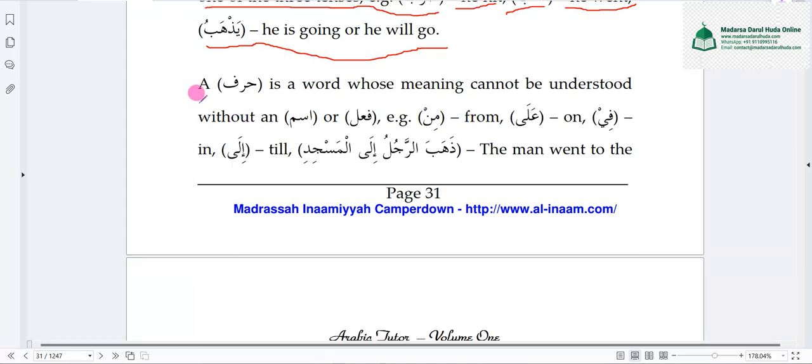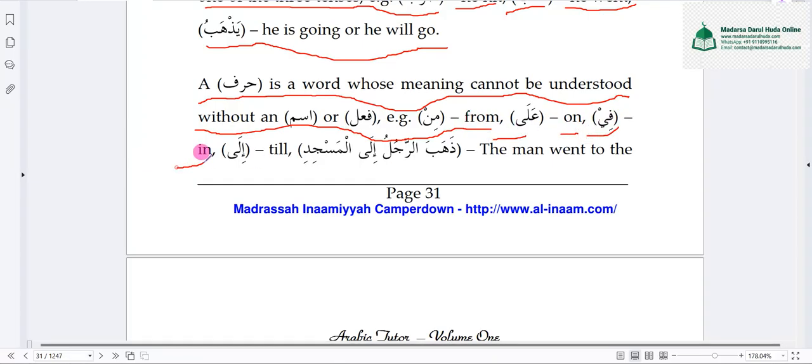Now we have a harf. A harf is a word whose meaning cannot be understood without ism or fail. Example: min, which means from; ala, which means on; fi, which means in; ila, which means till.